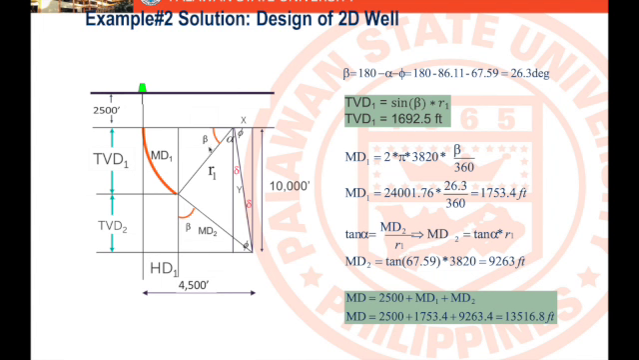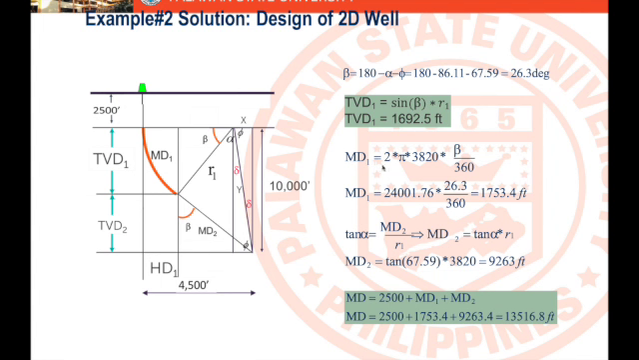And as we have a hypotenuse, an angle, and what we are solving for is the opposite side, we'll be using sine. Sine is equal to opposite over hypotenuse. So TVD1 would just be equal to the sine of the beta angle, 26.3 degrees, multiplied by the radius of curvature that we have solved. So if you will plug that in your calculators, that's sine 26.3 degrees times 3820 feet. That would give us approximately 1692.5 feet. So that is for our TVD1.